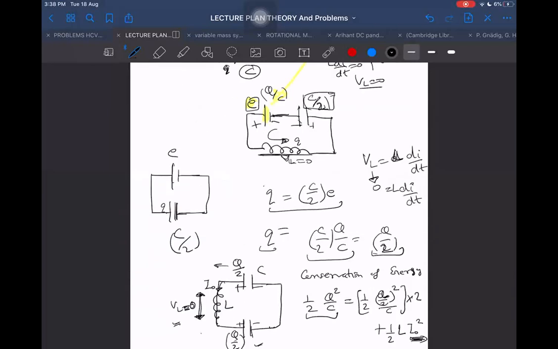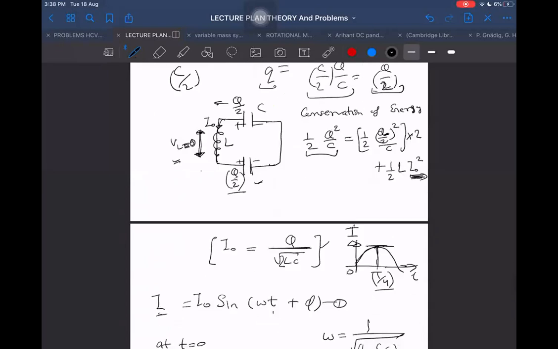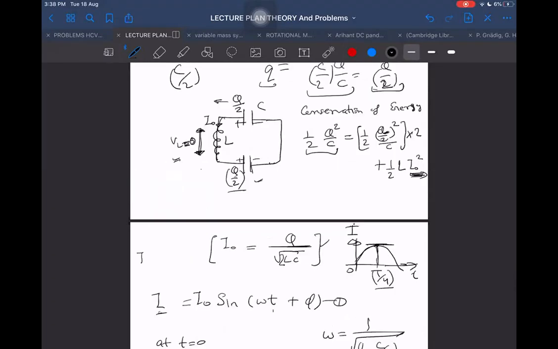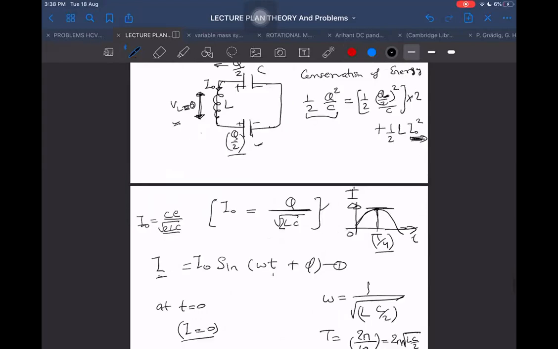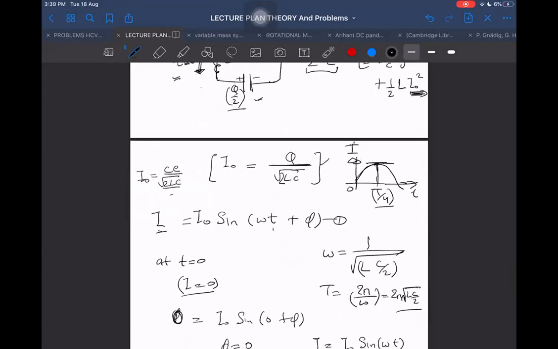What was the EMF last time? Last time our EMF was equal to Q by C. Let us write in terms of EMF. Q I don't want to write; I want to write Q as C into E. If I write that as C into E, then I will get I as C into E divided by root 2 LC. Or I will be getting this as E into root of C by 2L.